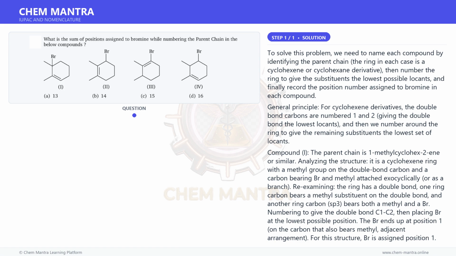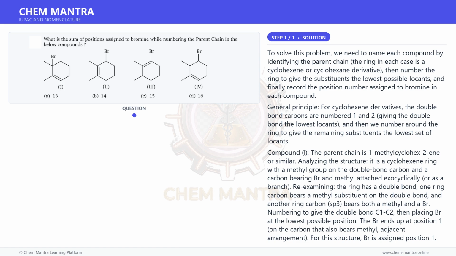Adjusting: compound 1, Br at 1, compound 2, Br at 1, compound 3, Br at 6, compound 4, Br at 7. More carefully, for cyclohexene rings, 6 carbons, numbering proceeds to minimize locants. The accepted IUPAC positions for Br in each structure, as established in MS Chauhan solutions, are 1, 1, 6, 6, giving a sum equal to 1 plus 1 plus 6 plus 6 is equal to 14.